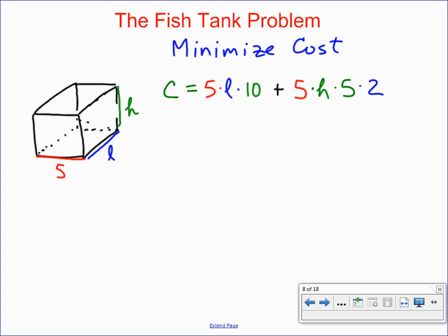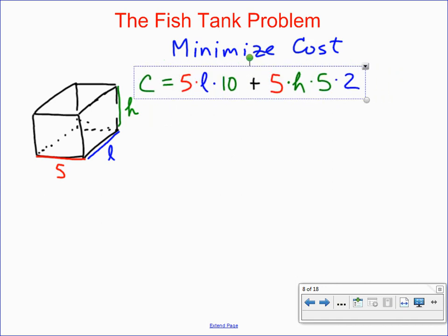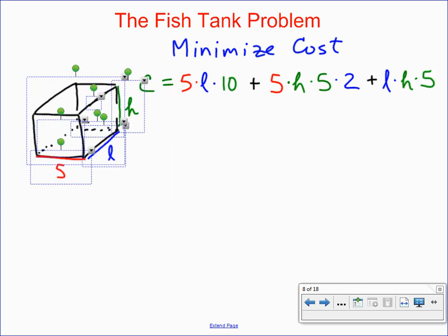Is that right? Awesome. So what's our last term here? Plus, we still need the long sides. So the long sides are L long times H high square feet times $5 times 2 of them.